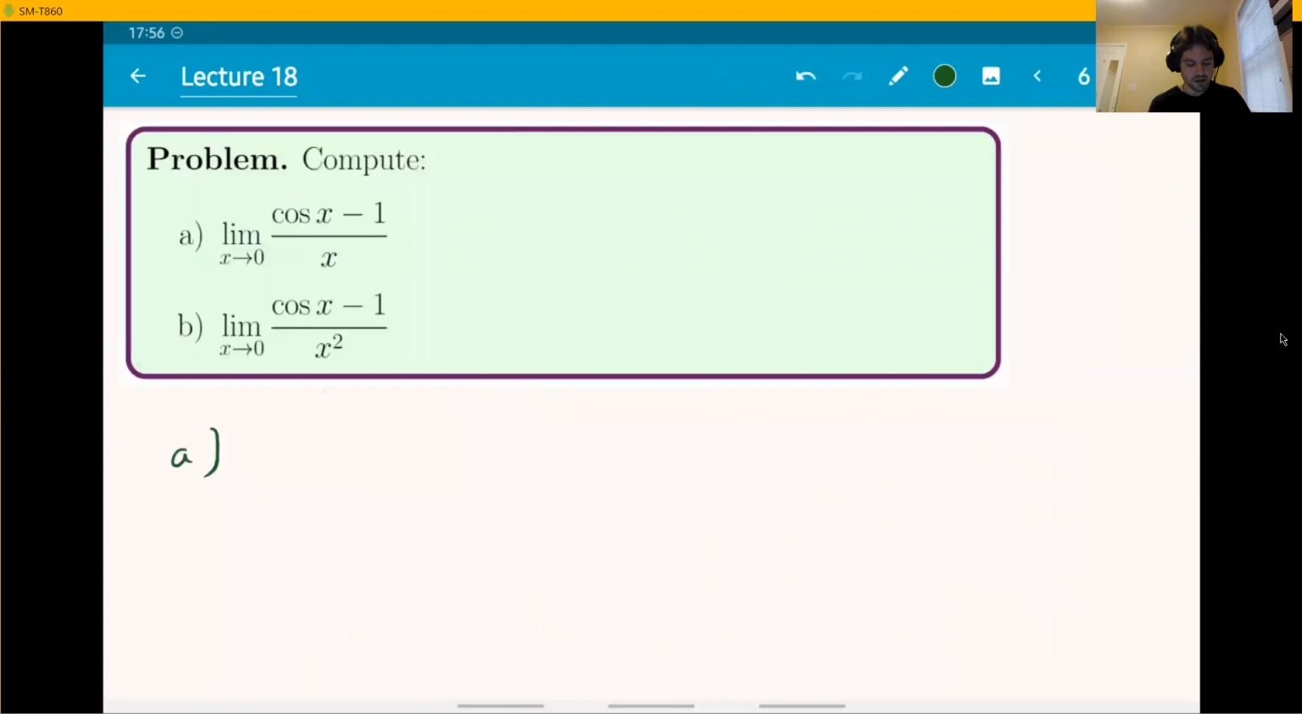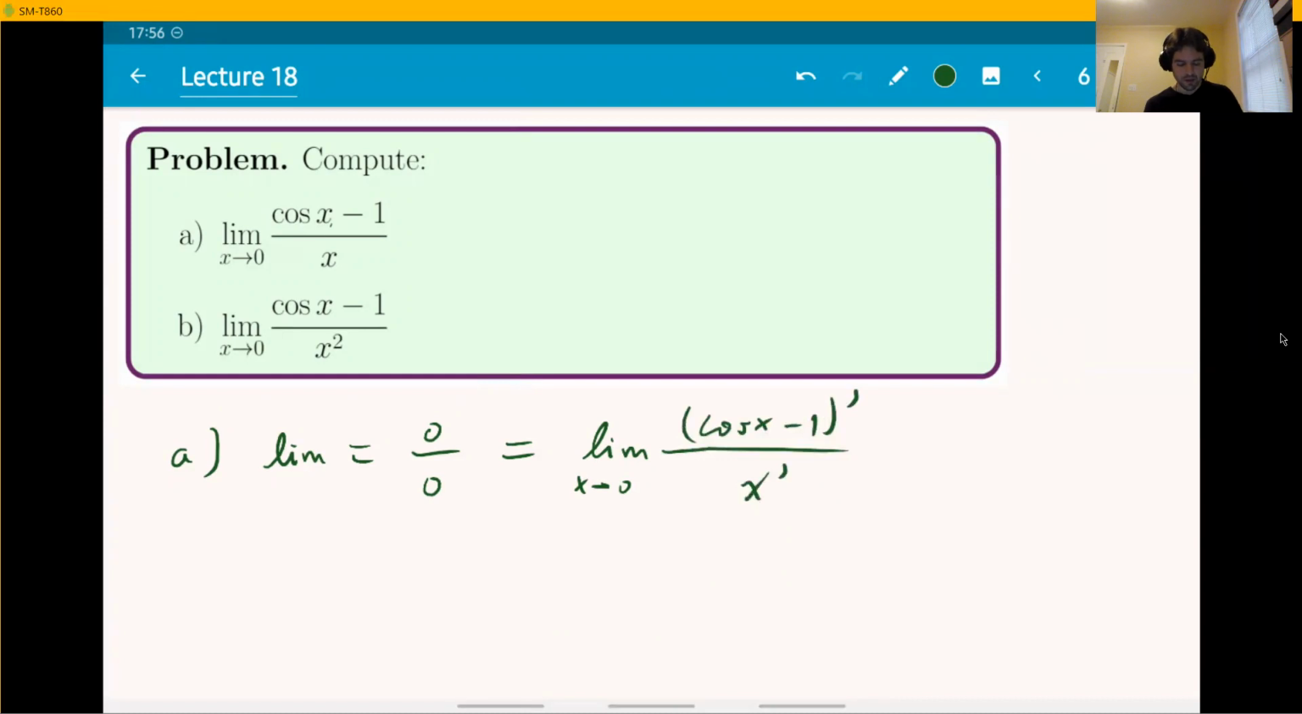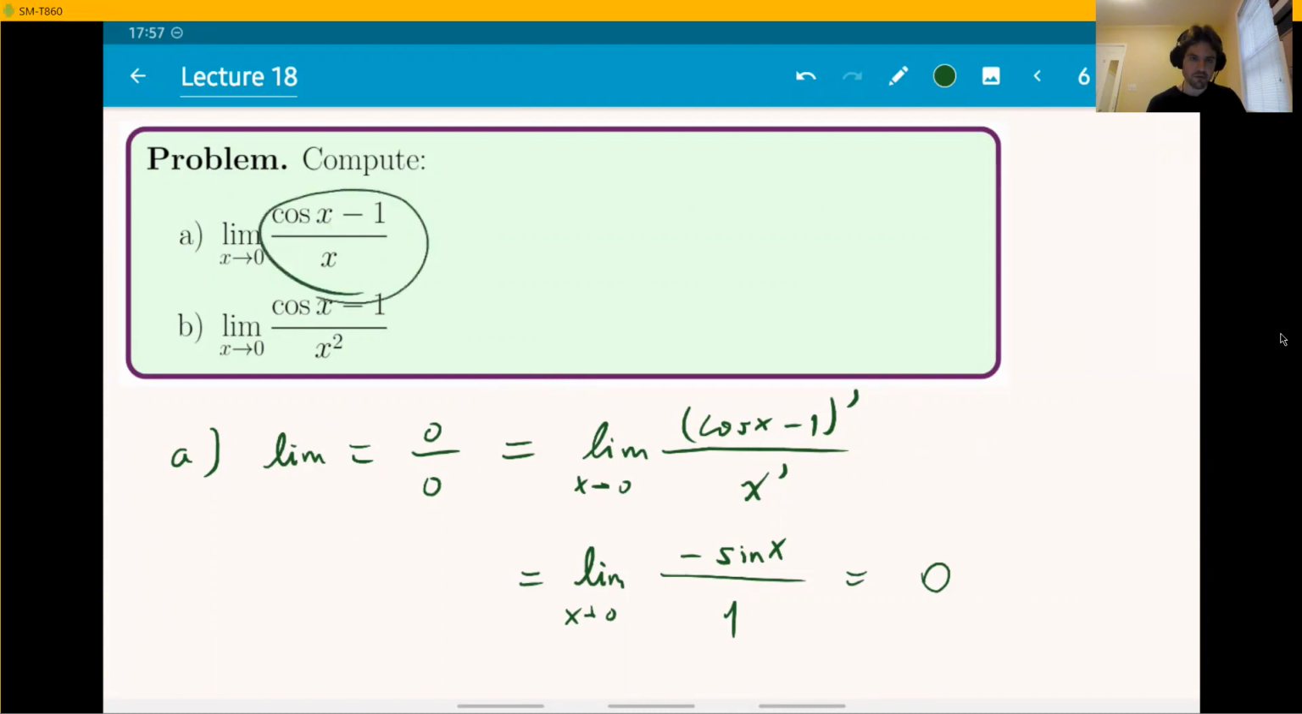So this limit in item A, first of all, try to plug in 0. What do you get? 1 minus 1 is 0 divided by 0. It is of the form 0 over 0. So you can use L'Hopital and take a derivative of both. See what happens. So cosine is going to become a minus sine. And then the x prime in the denominator is a 1. So the limit of minus sine x, as x is going to 0, well, minus sine of 0 is 0. That's the original limit. This is all. By the way, this is the answer that we remembered, right? This fundamental limit of the cosine function is 0.